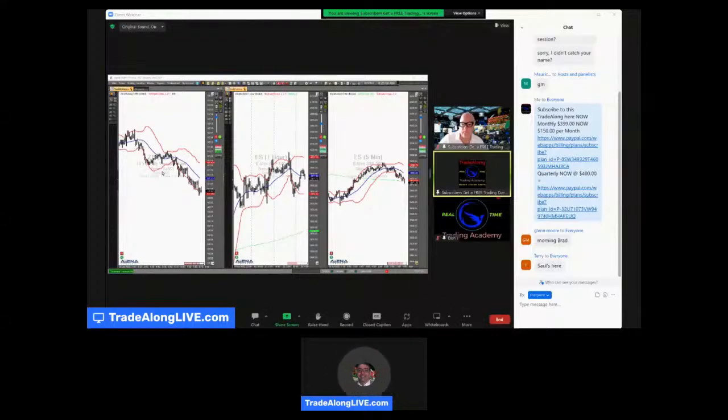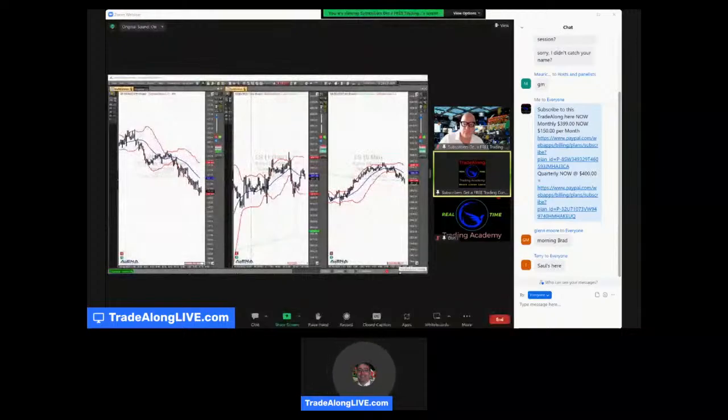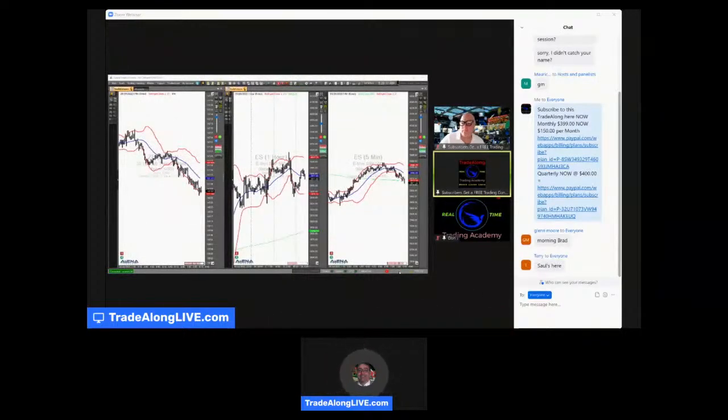05, 16, and 40.29. Repeat the levels again. 74 pivot, resistance 88, 96, 05, 16, 29. Support below at 67, 59, 50, 41, and 30.